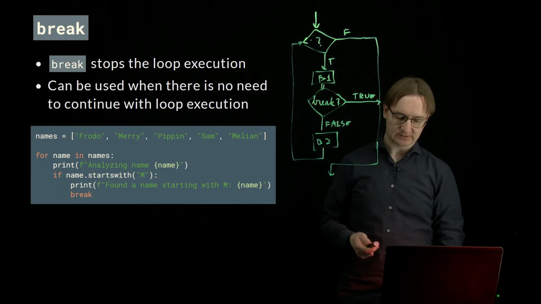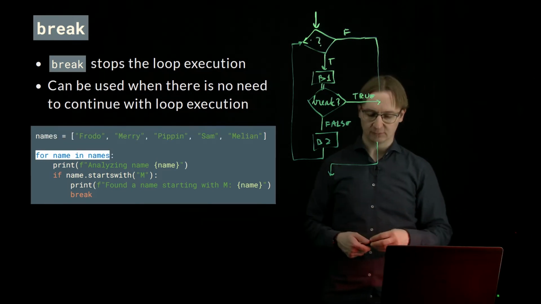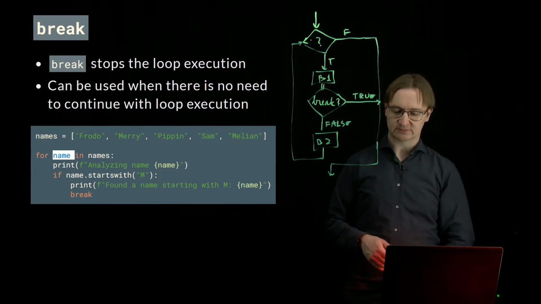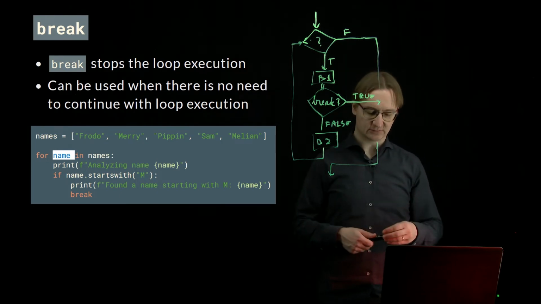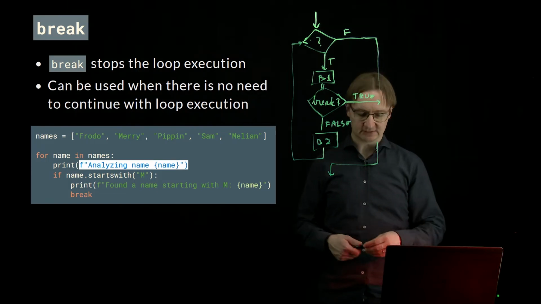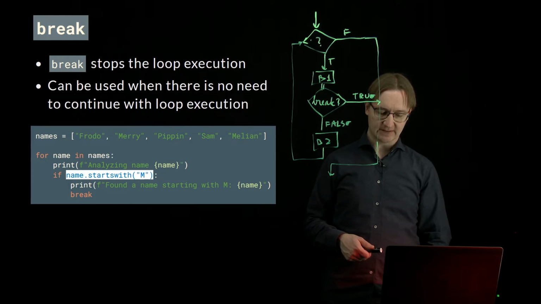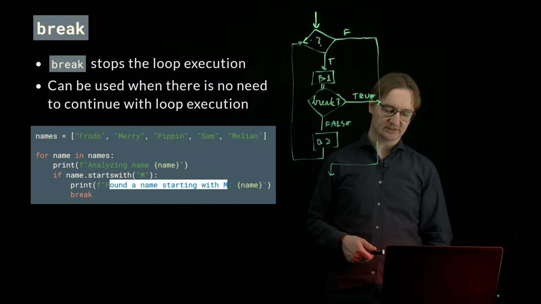Basically, we can see also from the code, we have a list of names, and we loop the names. So this is a basic for loop. We take elements out of the list. The element from the list is stored into a variable name, and then we print out. For every element, we print out that this name is analyzed currently, and if the name starts with M, then we print out that we have found a name which starts with M, and we break.